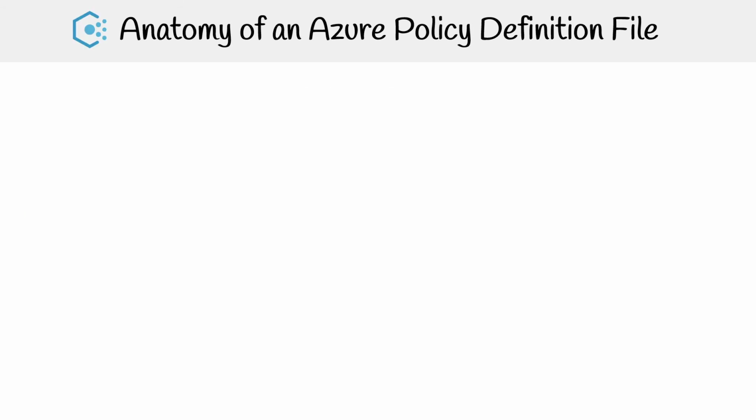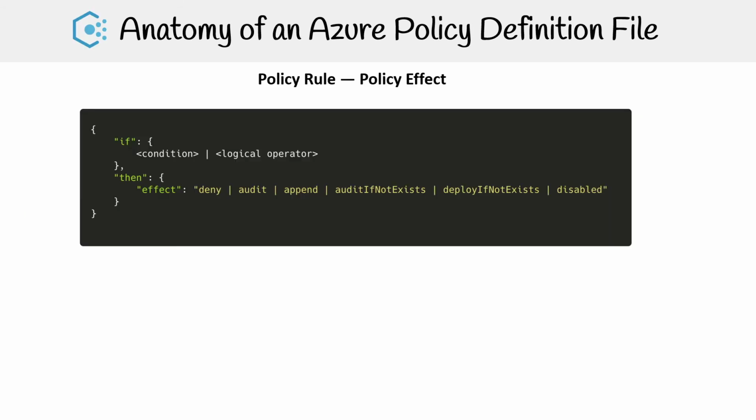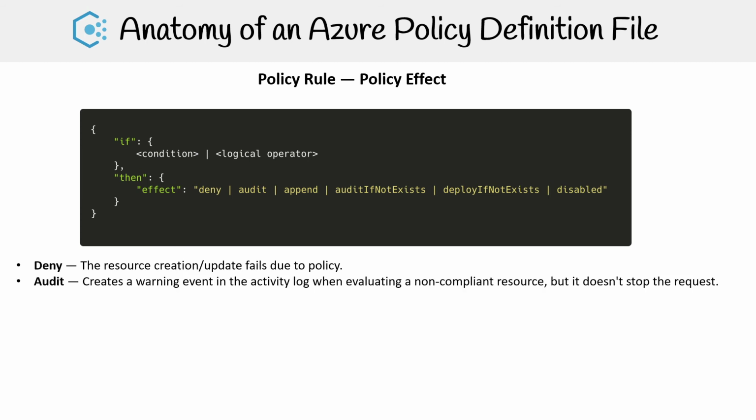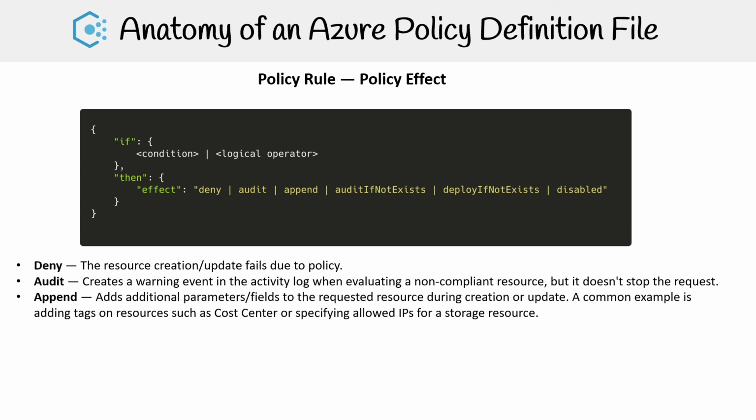And just one more thing, let's talk a little bit more about the policy effect. So we have that if and then statement. We'll just talk about what we can do there. So deny is where the resource creation or update fails due to policy. Audit, so create a warning event in the activity log when evaluating a non-compliant resource, but it doesn't stop the request. Append, add additional fields to the requested resource during the creation or update. A common example is adding tags on resources such as cost center or specifying allowed IPs for storage resources.